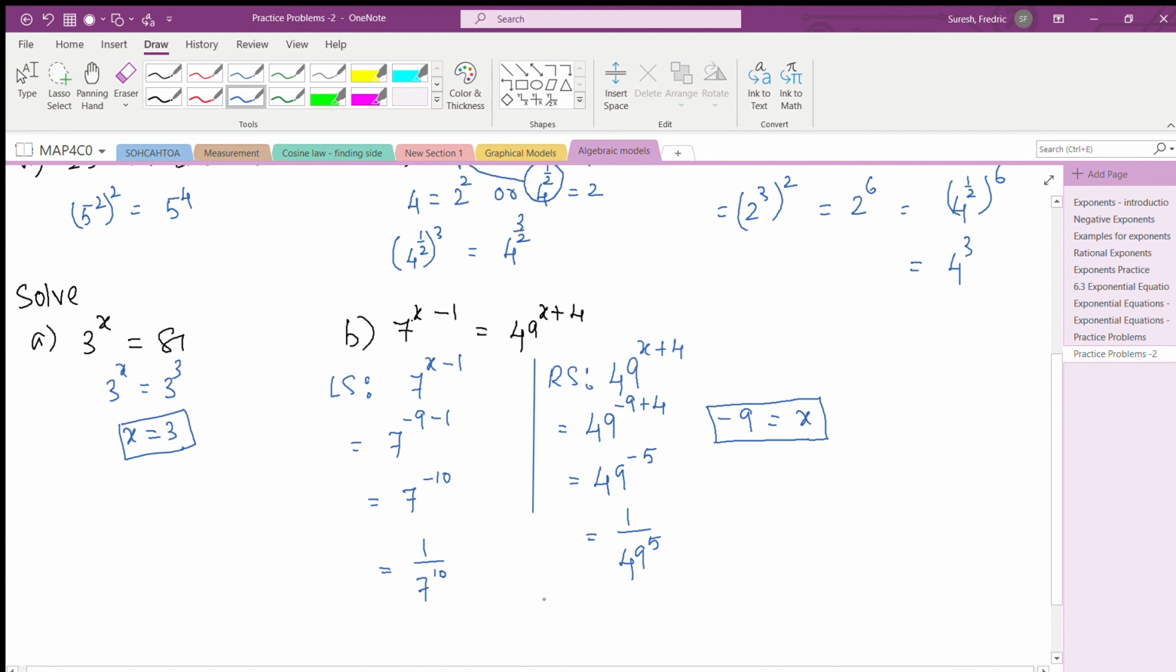Now you can put this into your calculator and actually find very large numbers that are equal on both sides. But I'm going to do something using exponent laws. So 7 to the power of 2, I know is 49, is to the power of 5, and I find that both sides are equal. Since the left side equals the right side, I know that x equals minus 9 is my correct answer.